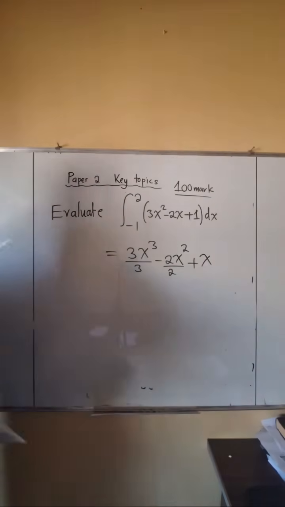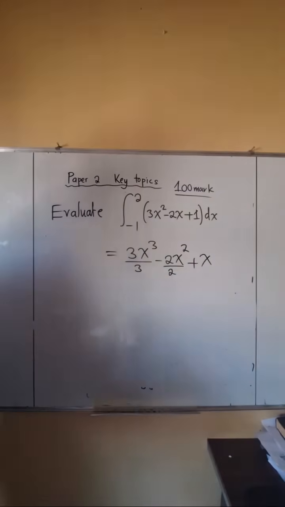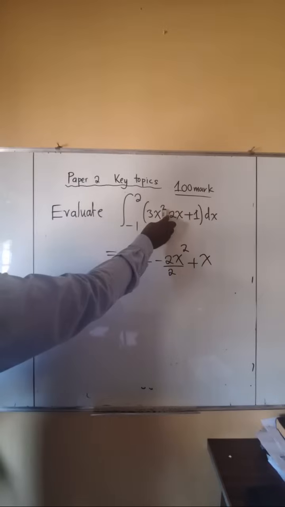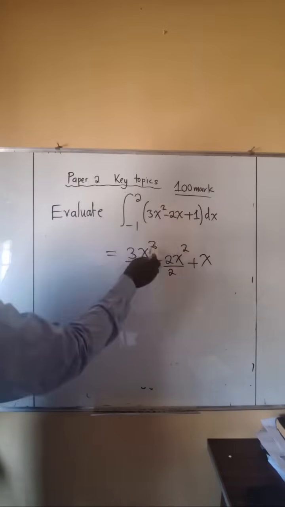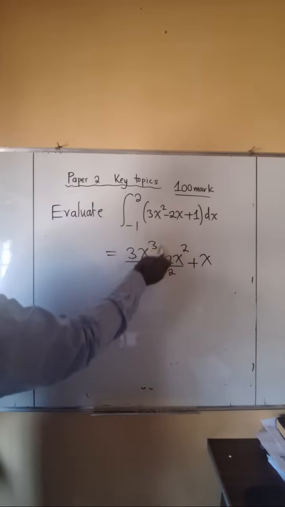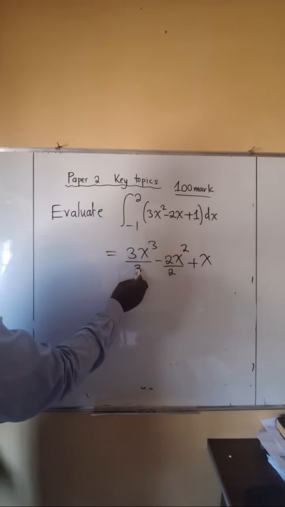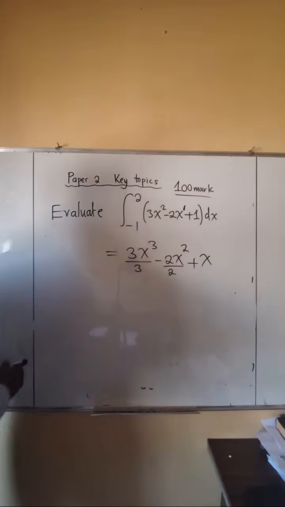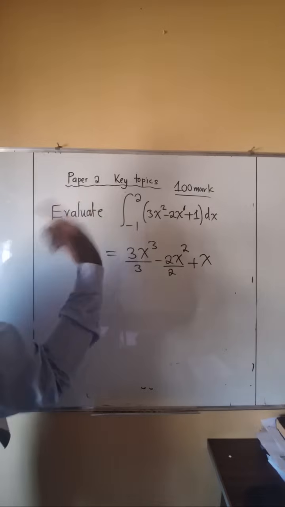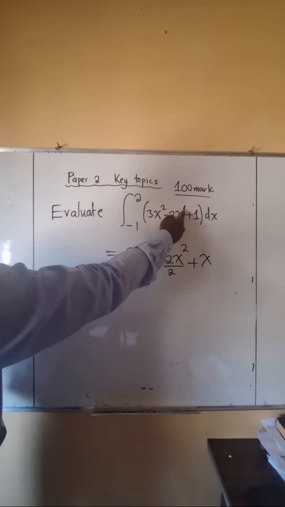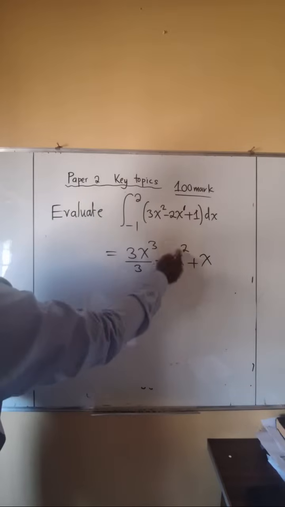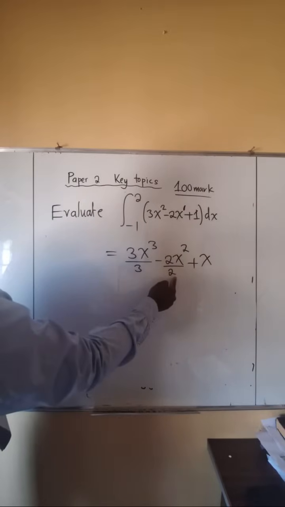What it is here, you're going to get the power which is here. Can you see this power 2? This power 2, add a 1. So it will be 2 plus 1. It will give us power 3. This power 3, write it down here as a denominator. The same here, there is a 1 here. With calculus integration, you always add a 1 to the power. So this 1 will be 1 plus 1. It will give us a power 2. Now get this power 2, write it down here as a denominator.